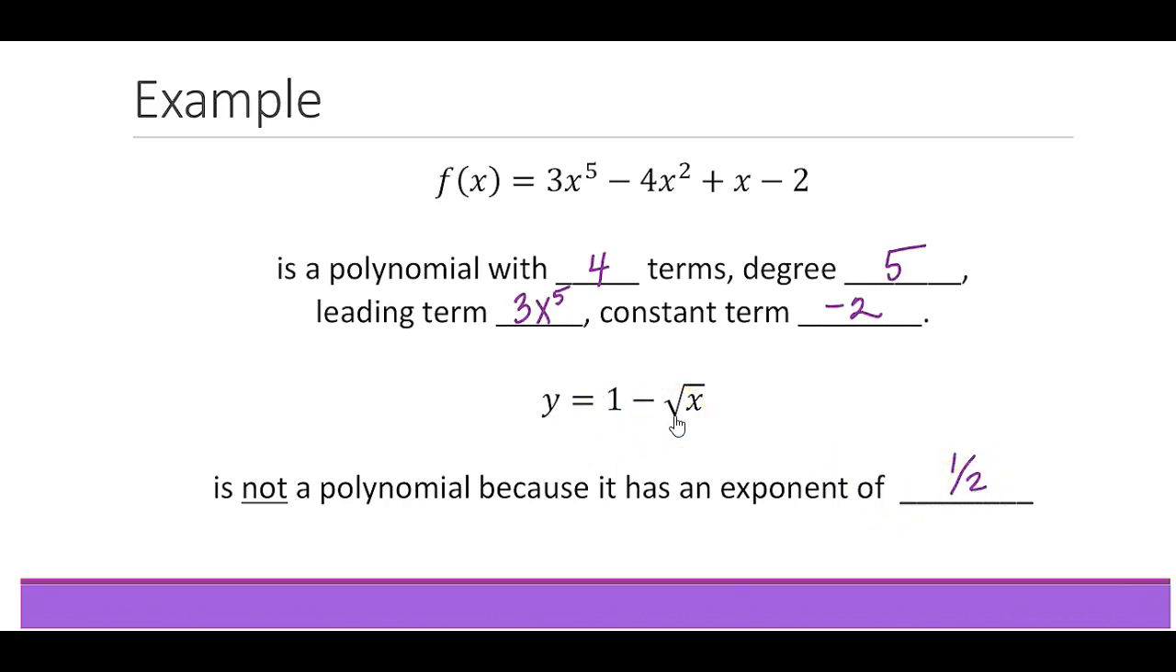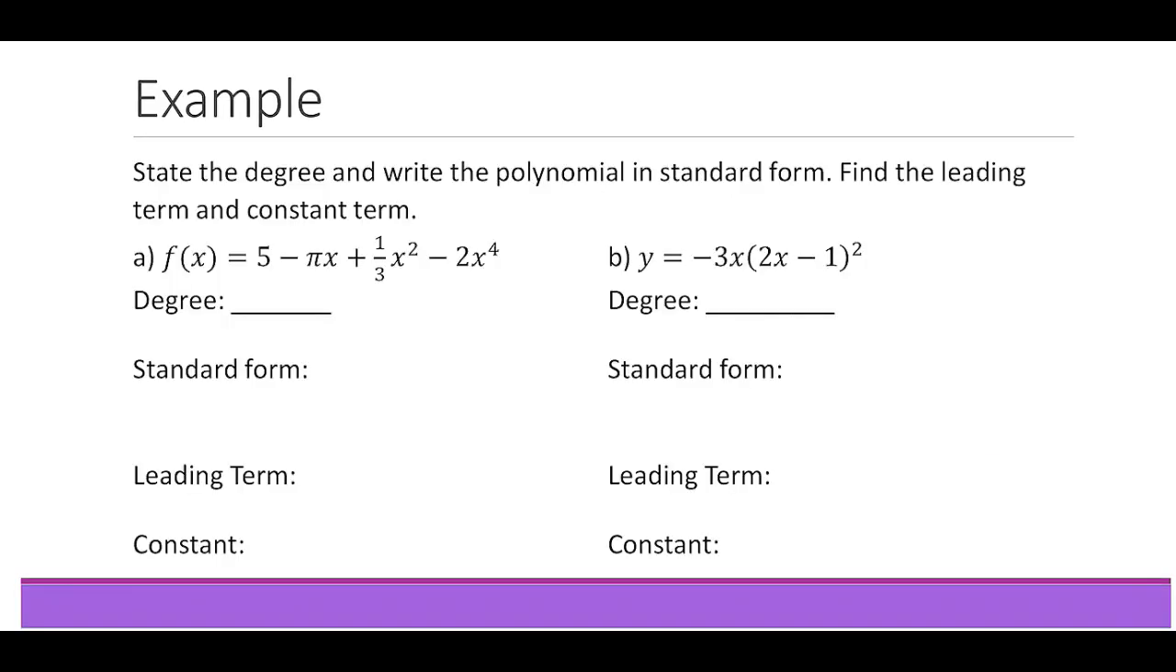Recall that the square root of x would be x to the 1/2, and in order to have a polynomial, we need exponents that are whole numbers. In this example, we want to state the degree and write the polynomial in standard form. Then find the leading term and the constant term.